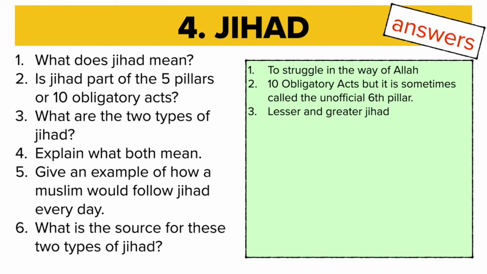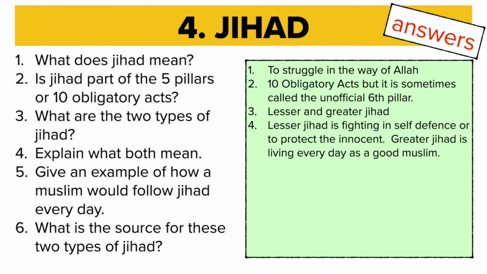So the 2 types that you need to know about are called lesser jihad and greater jihad. So lesser jihad is fighting in self-defense. So remember, jihad can mean fighting, but it is limited to in self-defense or to protect the innocent. And then the greater jihad is just about doing the right thing yourself. It's about following your religion, about being what would be considered a good Muslim. So following the 10 obligatory acts or following the 5 pillars.